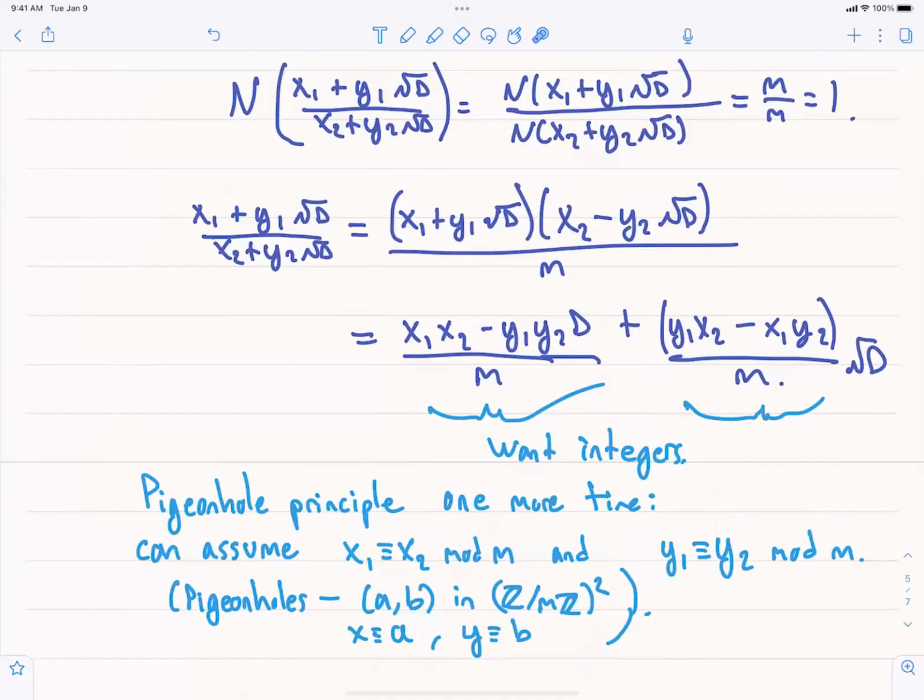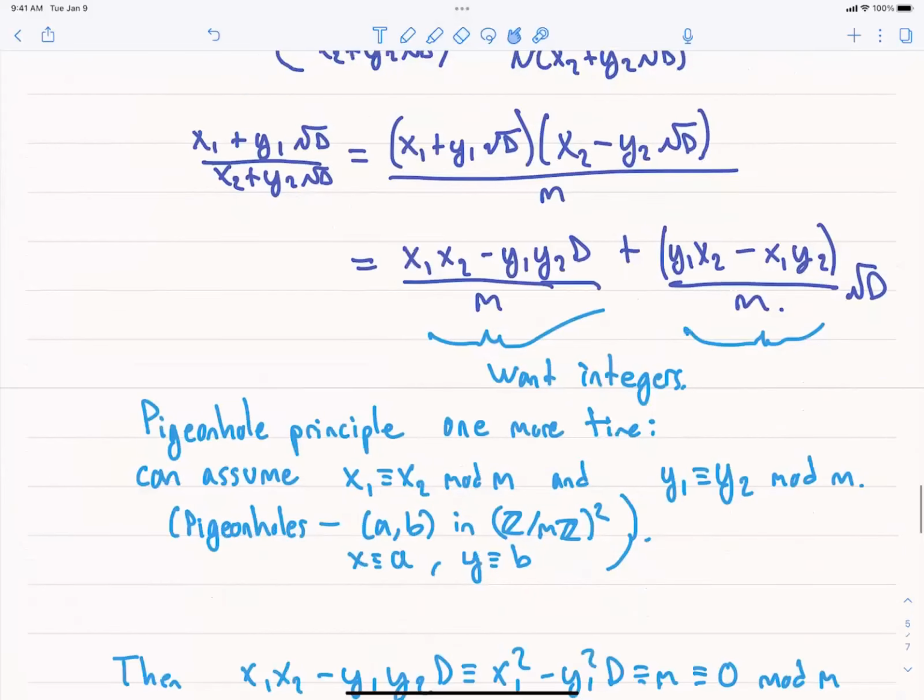I'm taking here, x1, y1 and x2, y2, satisfying that x1 is congruent to x2 mod m and y1 is congruent to y2 mod m. So here my pigeonholes are just all of the pairs a, b in Z mod mZ. And I just look at what x is congruent to and what y is congruent to. Since I have infinitely many possibilities for the pairs x and y, one of these pigeonholes has infinitely many elements in it. In particular, one of these pigeonholes has two different pairs in it.